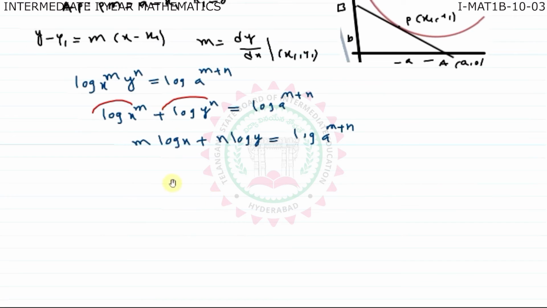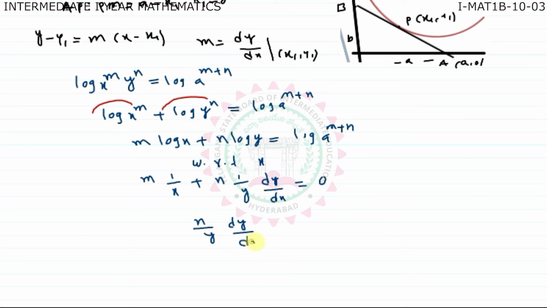Now on simplification, simplification is over. Now differentiate both sides with respect to x. So here m as it is, log x derivative is 1 by x, plus n as it is, log y derivative is 1 by y dy by dx, is equal to derivative of constant is 0. So here n by y dy by dx is equal to minus m by x, or dy by dx is equal to minus m y divided by n x.